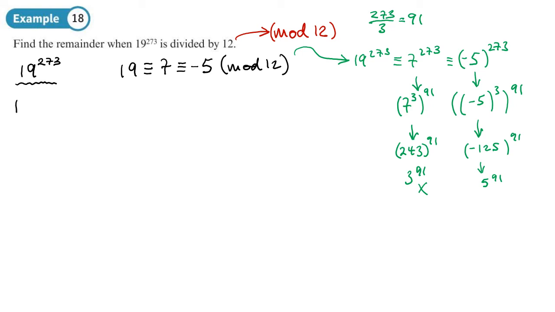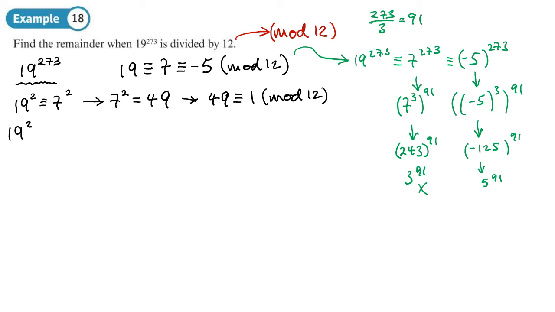So 19 squared is going to be congruent to 7 squared. And 7 squared is 49. And 49 in mod 12 is going to be 1, because you've got 4 times 12 plus a remainder 1. So 49 is congruent to 1 in mod 12. Now this is more useful, getting the 1 here. So putting this all together, what we've got is 19 squared is congruent to 1.